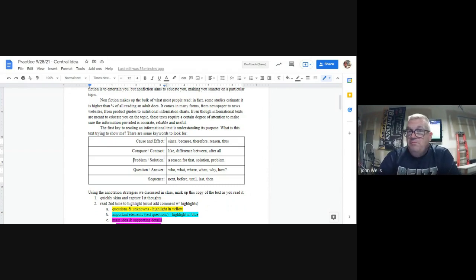Problem solution, very straightforward. Here's a problem, and here's how we solve it. Now, one thing to think about when we look at this kind of structure, informative is not argumentative, it's not persuasive. We're not trying to get you to change your mind. So when we do see a problem and solution structure, it really is, here's an explanation of the problem, here's an explanation of the solution. We're not trying to get you to change your mind. I know it's a fine line, but you just want to be careful that you don't slide over into that.